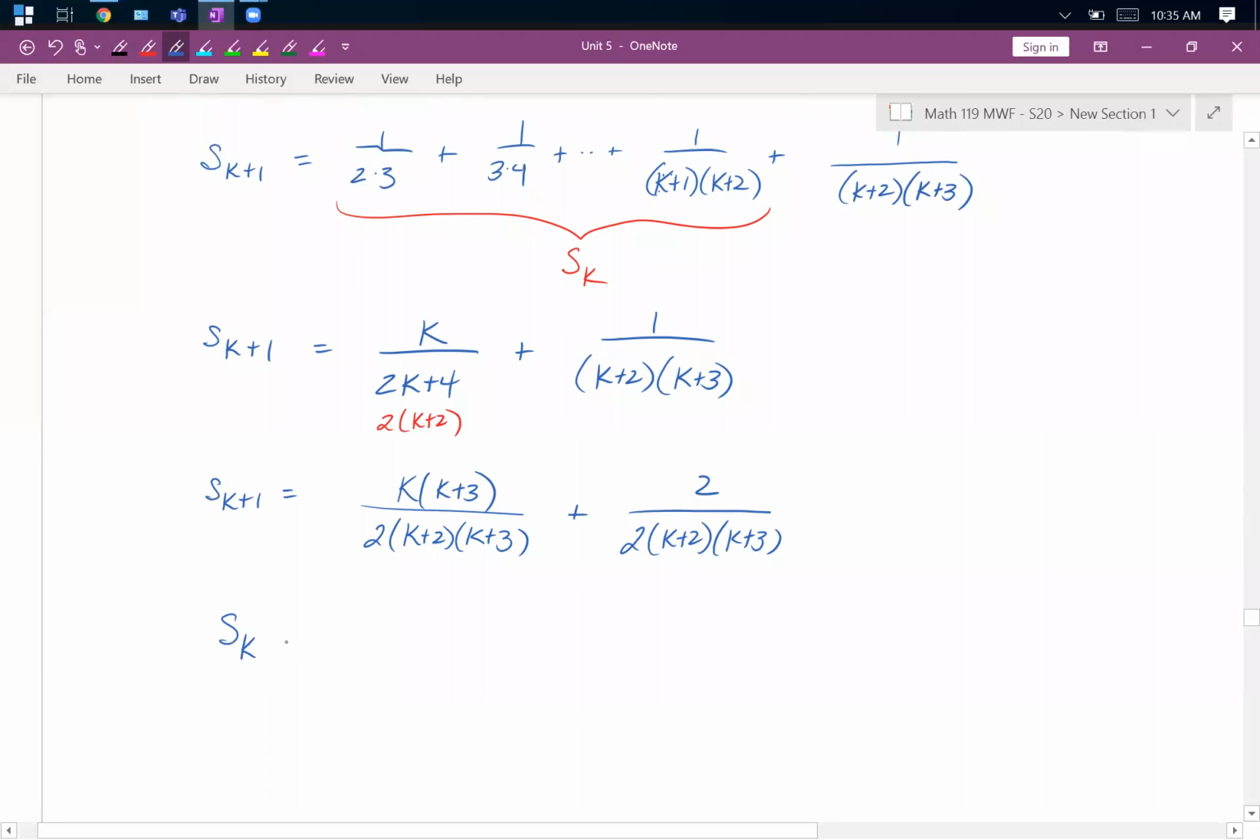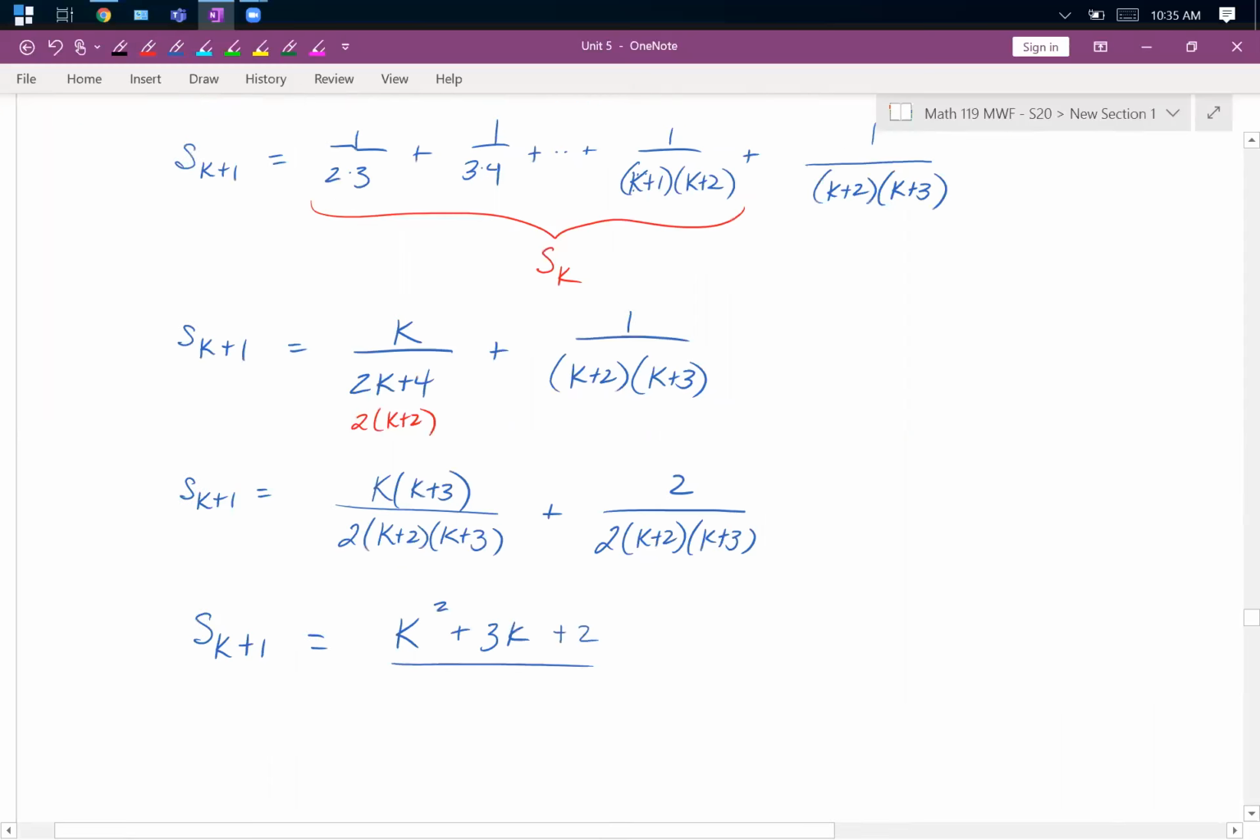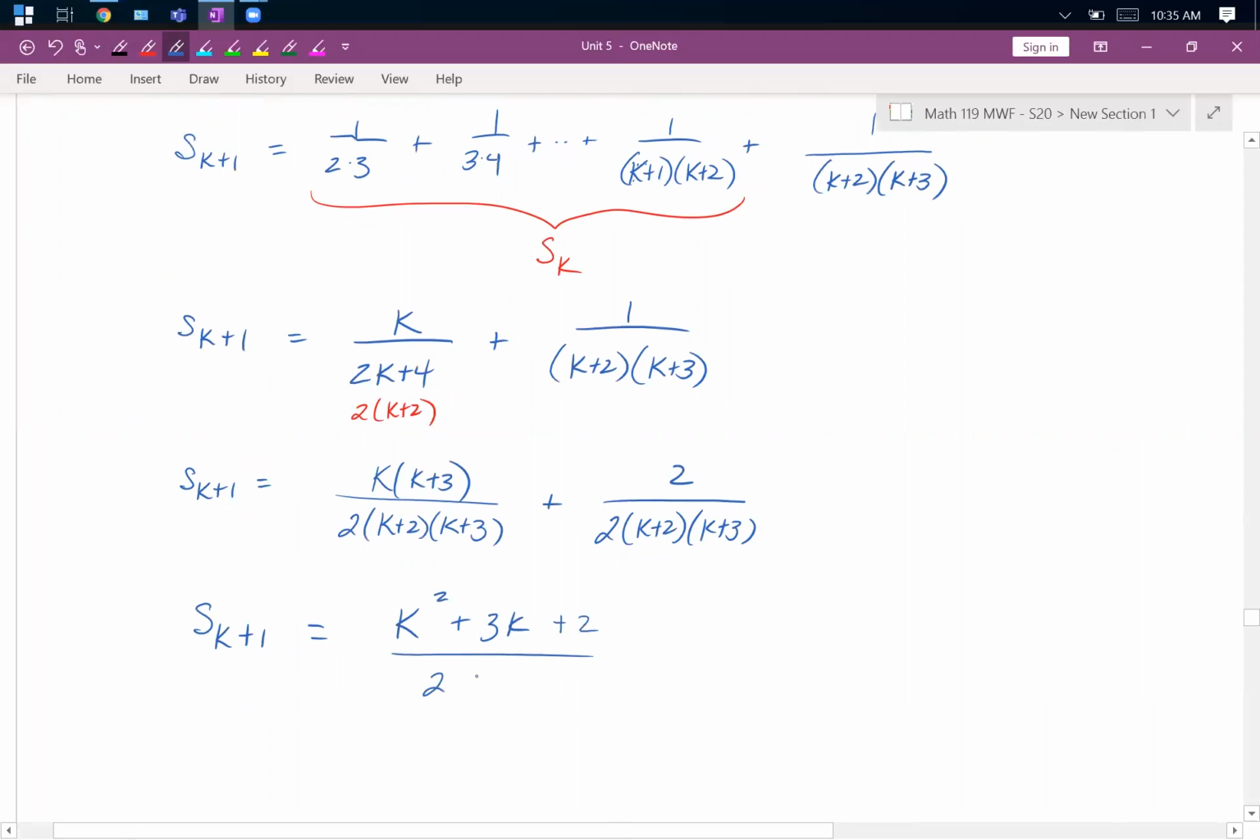S sub k plus 1 is going to be equal to, I'm going to distribute my numerator while I put it together in one fraction: k squared plus 3k plus 2, all over 2 times (k plus 2) times (k plus 3).